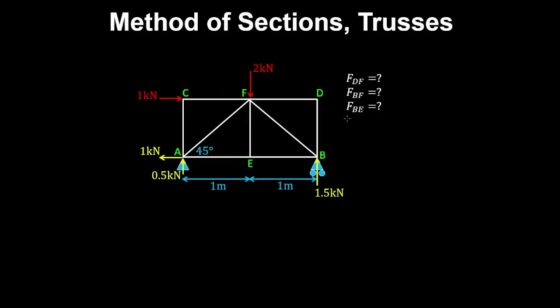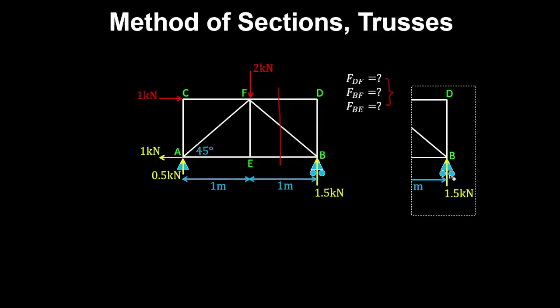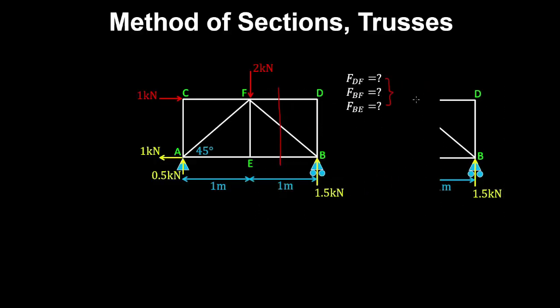The method of sections is used to find the forces in specific members of a truss. So to find the forces in these three members, we take a section through those members. So what I'll do is cut this part of the truss out and analyze it over here. And we'll draw in a geometry for completeness.